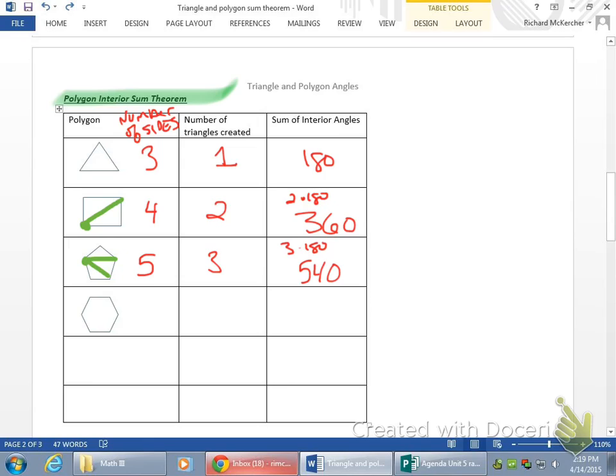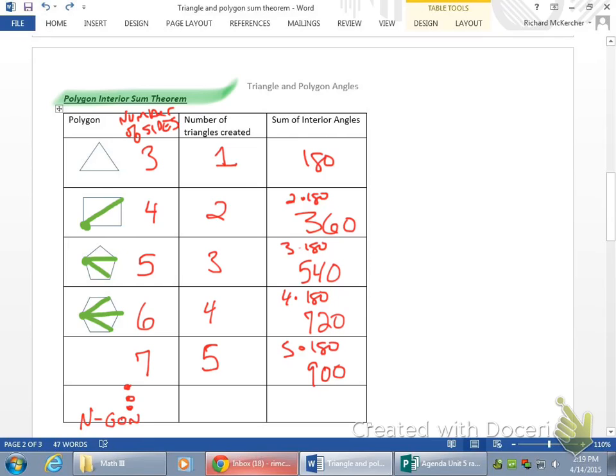For a hexagon, there's 6 sides, which makes 4 triangles. 4 times 180 will give you 720. Now, without drawing a picture, I could keep going with my pattern and know that a 7-sided shape would give me 900. But now here's the thing. I want to get down to the end. I want to know how much it would be for anything.